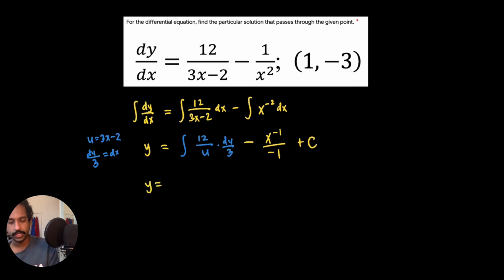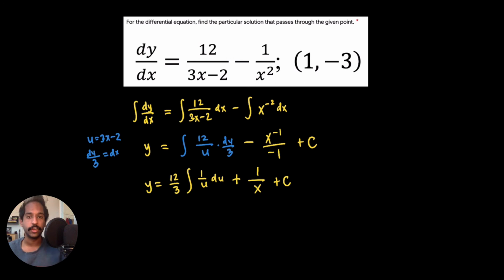y equals the integral of this. I'm going to factor out the 12 over 3. The integral of 1 over u du minus x to the negative 1. That's 1 over x, and that negative 1 will factor out, so plus 1 over x plus c. Now 1 over u, what's the integral of that? Well, that's just ln of u. So that's going to be y equals 12 over 3 is 4 ln of the absolute value of u plus 1 over x plus c.